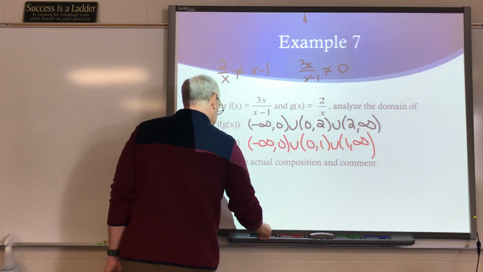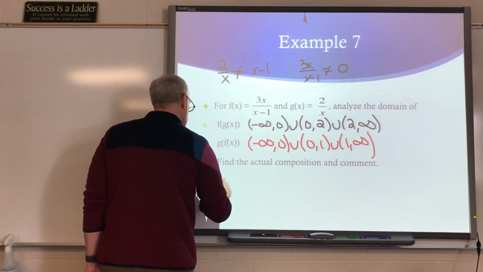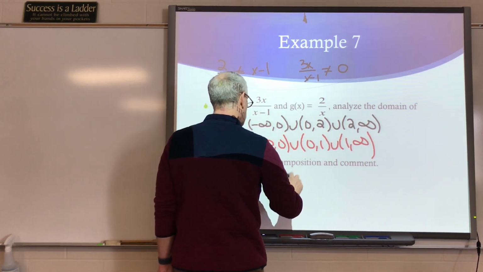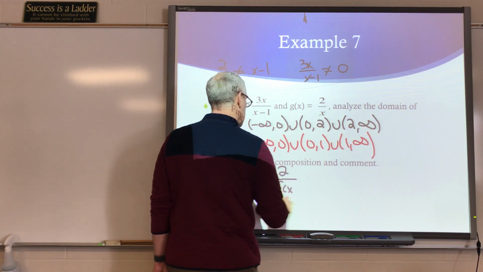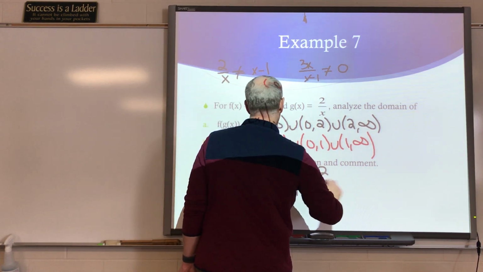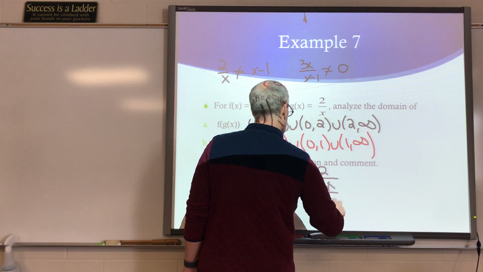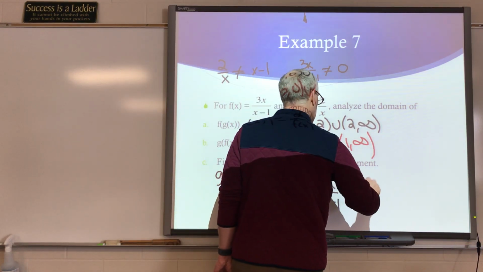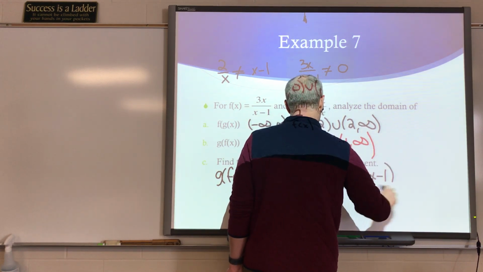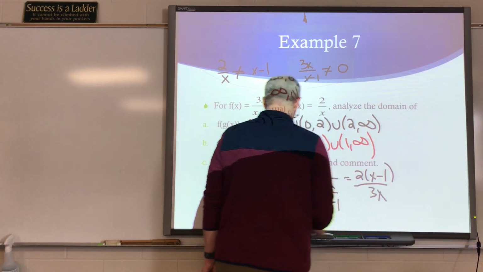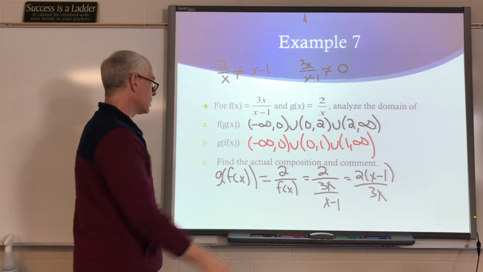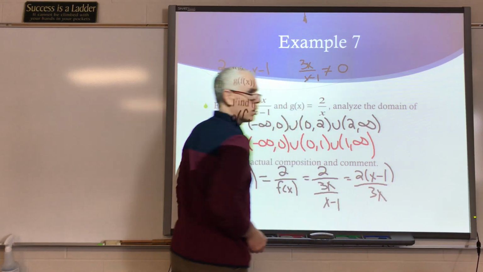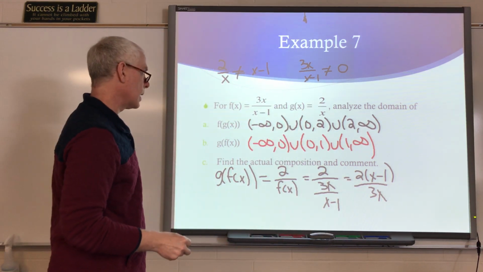Okay, so now g of f of x is going to be 2 over f of x, which is 2 over... Okay? Instead of dividing by a fraction, I'm going to multiply by the reciprocal. Okay? And it maybe wasn't super obvious why 0 wouldn't work. Now it's a little more obvious why 0 wouldn't work as well. Okay?